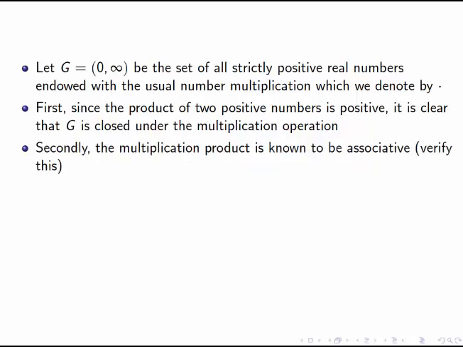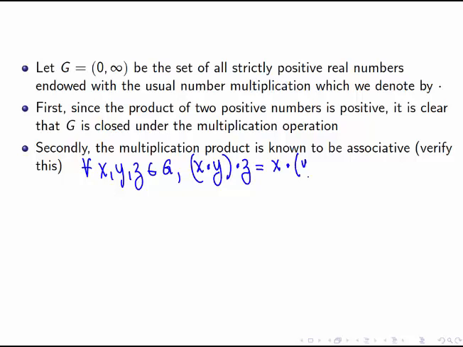We know that the usual multiplication is associative. So I'll let you verify this for yourself. All you have to show here is that, in fact, you don't have to show anything really. You just observe that for every x, y, and z in G, (x times y) times z is going to be x times (y times z). All right, that will show the associativity.